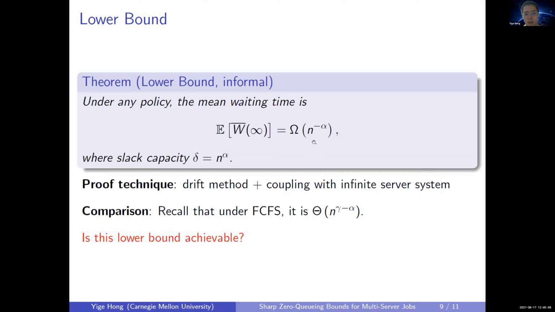Yes, the proof assumes gamma is less than alpha in the lower bound. Let me see. I need to check that. I assume that all the way through, but I'm not sure if it still holds if I remove it.